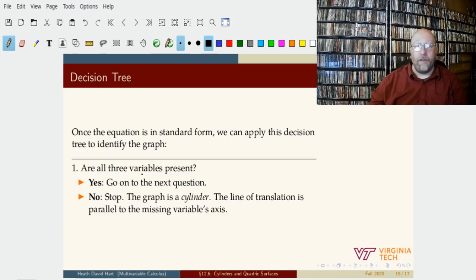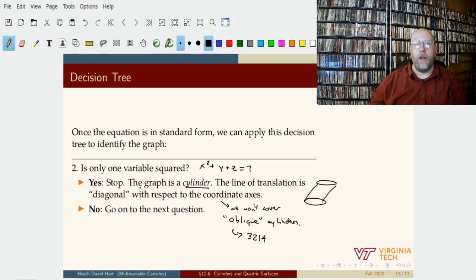So check to see if a variable is missing. And if the answer is no, we stop. It's a cylinder. Check to see if all three variables are present. If there's a missing variable, we have a cylinder. If all three variables are present, we go on. Is only one of the variables squared? That's the indicator for an oblique cylinder. We won't cover oblique cylinders, but at least you know how to recognize them. Otherwise, we go on to the next question.